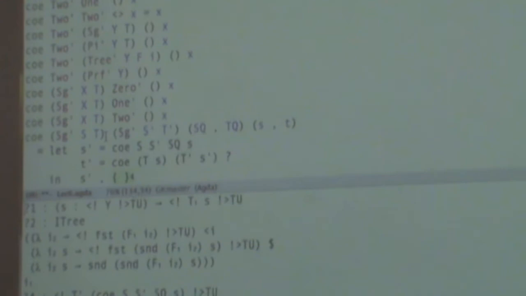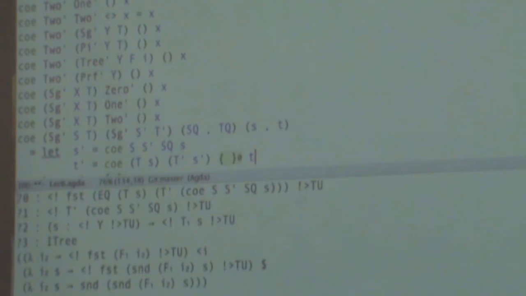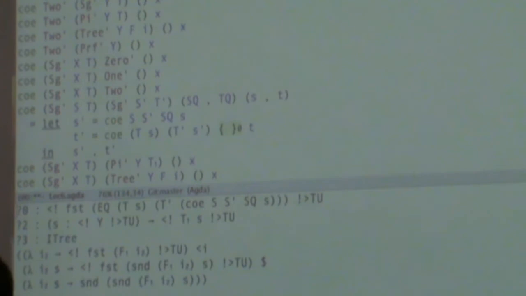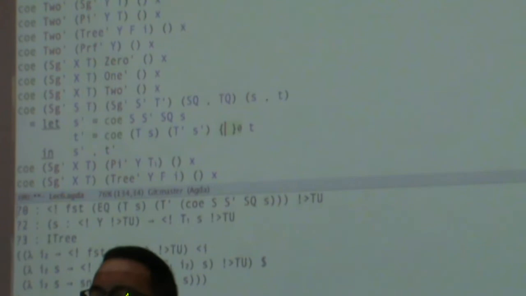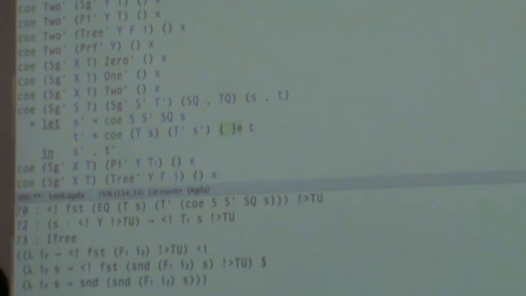First of all, we need to coerce. We're going to be coercing from T of S to T prime of S prime. And if only we knew that T of S was equal to T prime of S prime, we'd be happy. And we could certainly fill in T prime there. So that raises the question of how we know T of S is equal to T prime of S prime, and how we know that T Q will take equal domain elements to equal types.